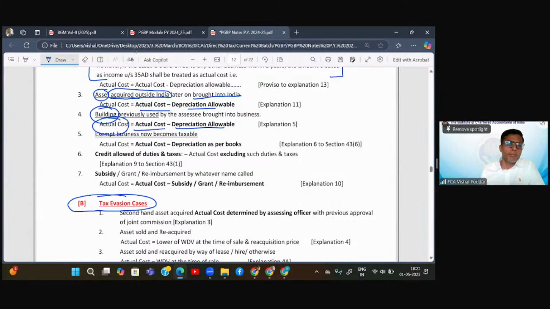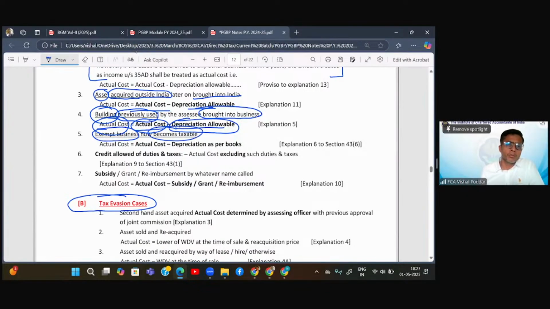Similarly, you had a building which you were using previously for your personal use. So you were staying in some flat. After getting qualified, you started your practice in the same flat. So the building which was already in personal use is now made your office, that is, brought into business. Again, what will be the actual cost? It will be the actual cost minus the depreciation that could have been claimed on this building if it was covered under business head.